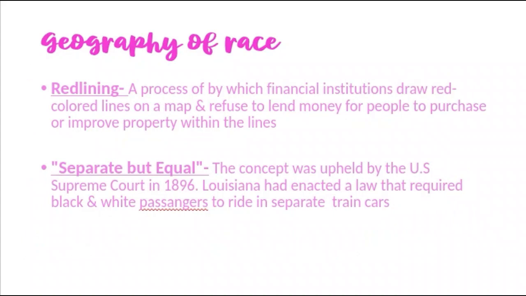Redlining, a process by which financial institutions draw red-colored lines on a map and refuse to lend money to people of color to purchase or improve property within the lines. Separate but equal. The concept was upheld by the U.S. Supreme Court in 1896. Louisiana had enacted a law that required black and white passengers to ride in separate train cars.